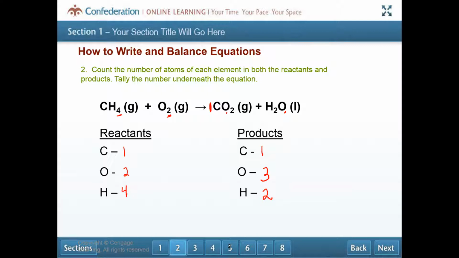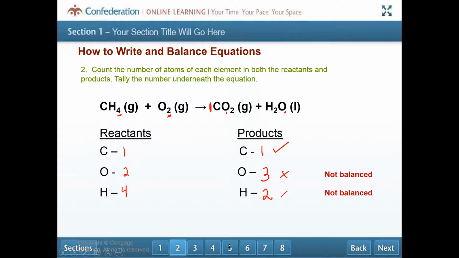So you can see that our carbons are balanced, they match, but our oxygens are not. We've got 2 on the reactants and 3 on the products. So that's not balanced. Also, the hydrogens are not balanced. We've got 4 on one side, 2 on the other, so those are not balanced.